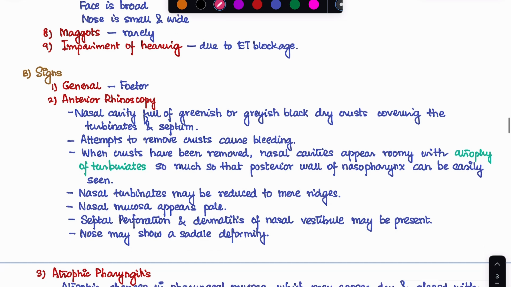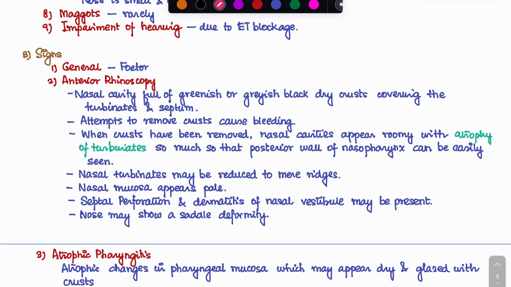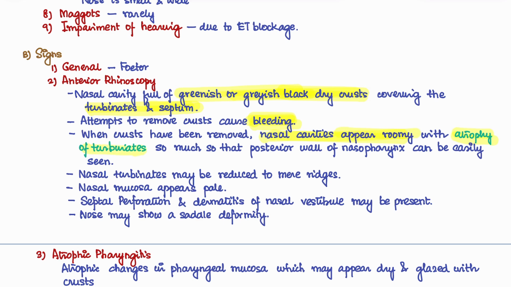Now, what do you see when you examine the patient? Generally, you'll find a foul smell coming from the patient. And when you perform an anterior rhinoscopy, the first distinct feature is that the nasal cavity will be full of greenish or grayish black dry crusts, which cover up the turbinates and septum. And when you try to remove these crusts, it leads to bleeding. Once you have removed all the crusts and cleaned up the nasal cavity, you'll see that the nasal cavities are very roomy and there is an atrophy of the turbinate bones. Sometimes, if it has progressed a lot, there can be so much atrophy that you can even see the posterior wall of the nasopharynx on anterior rhinoscopy.